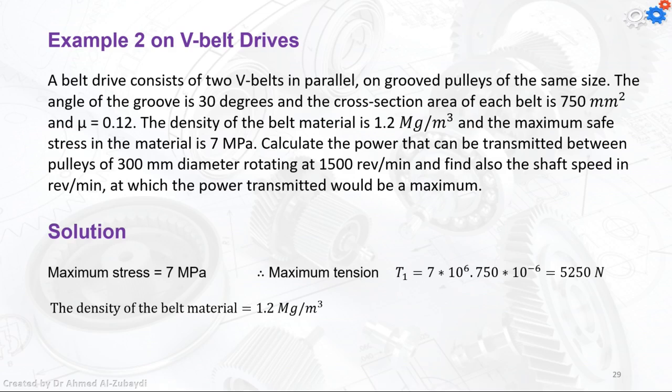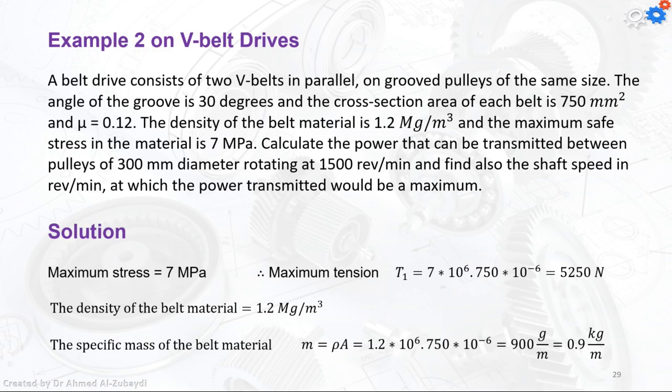The density of the belt material is 1.2 megagram per cubic meter, and the specific mass of the belt material in that case is going to be equal to rho times A, or the density multiplied by the cross-sectional area, and this will give me the mass per unit length. I'm going to get that each 1 meter is weighing 900 grams, 0.9 kilograms.